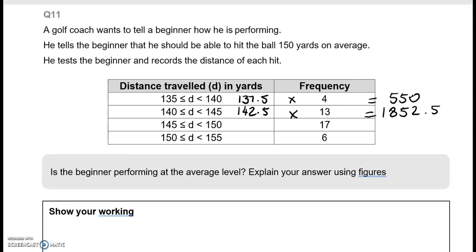Between 145 and 150, we've got 147.5 times 17 equals 2,507.5. Now, in between 150 and 155, we've got 152.5 times 6 equals 915.